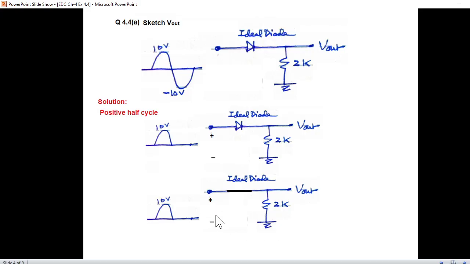Now, this whole input voltage will appear across the output, or if you want to write in terms of current, you can see that the current from here will flow like this, positive here and negative here. So whatever is the input, the same will appear at the output, or across the 2K resistor. Whatever is across the 2K resistor, that is the output. So we'll plot it like this, that the output is same as the input.